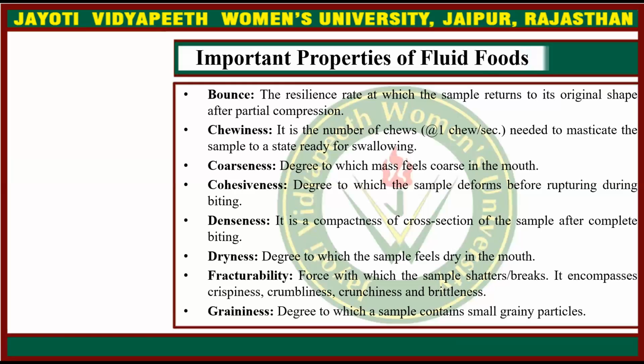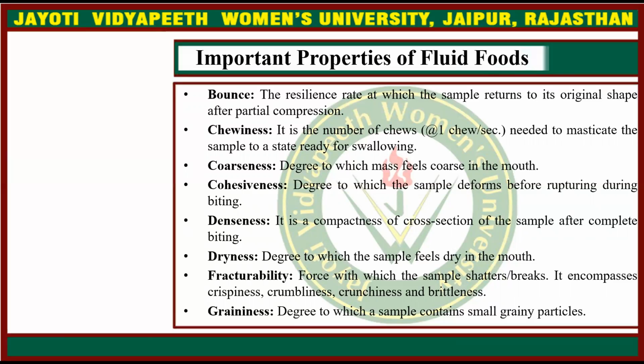Important properties of fluid foods. Bounce: the resilience, the rate at which the sample returns to its original shape after partial compression. Then chewiness: the number of chews needed to masticate the sample to a state ready for swallowing. Coarseness: degree to which mass feels coarse in the mouth. Cohesiveness: degree to which the sample deforms before rupturing during biting. Denseness: the compactness of the cross section of the sample after complete biting.